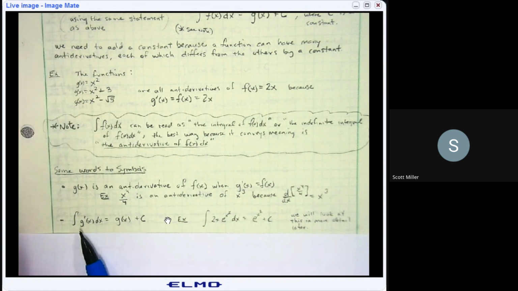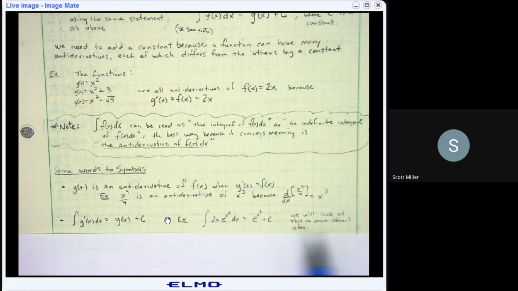Here's this symbol. We're taking the integral of g prime of x dx. So the antiderivative of g prime is g of x plus c, because if I take the derivative of this, I'm going to get g prime. That's pretty much what it means.